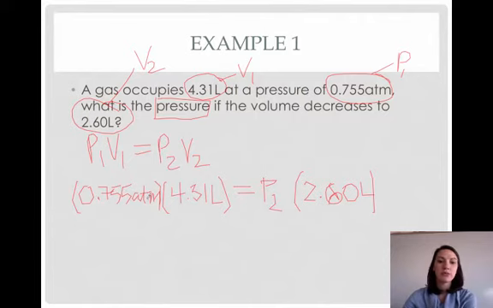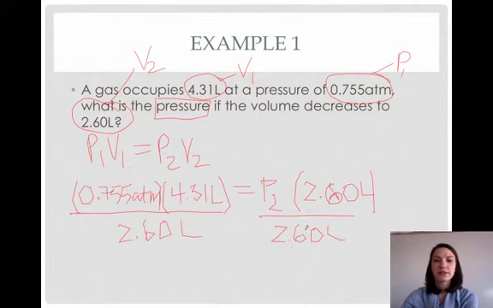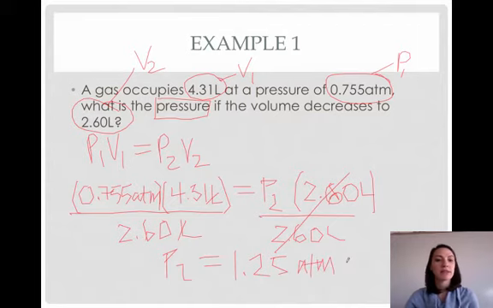All right, so what you're going to do is multiply these together, 0.755 times 4.31, and you're going to divide by 2.60 liters on both sides. 2.60 liters cancels out, and you should get an answer. Your liters will cancel out, and you're left with atm. Pressure 2 should be equal to 1.25 atm. So try that on your calculator and make sure you get the same answer. All right, and that's it. That's the first Boyle's Law problem.